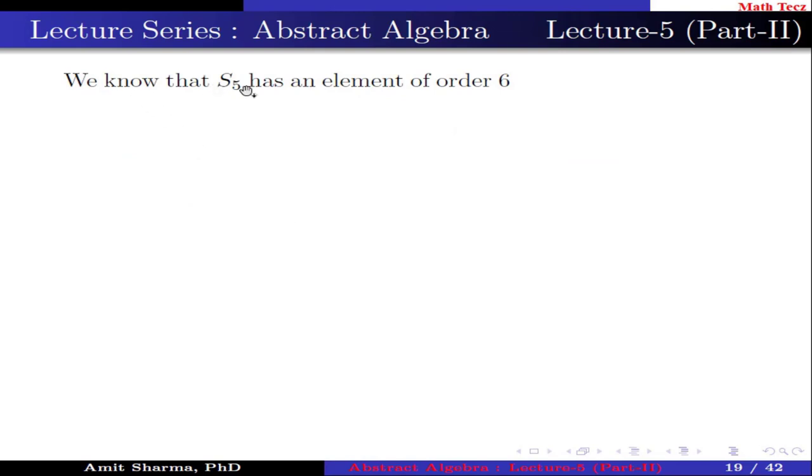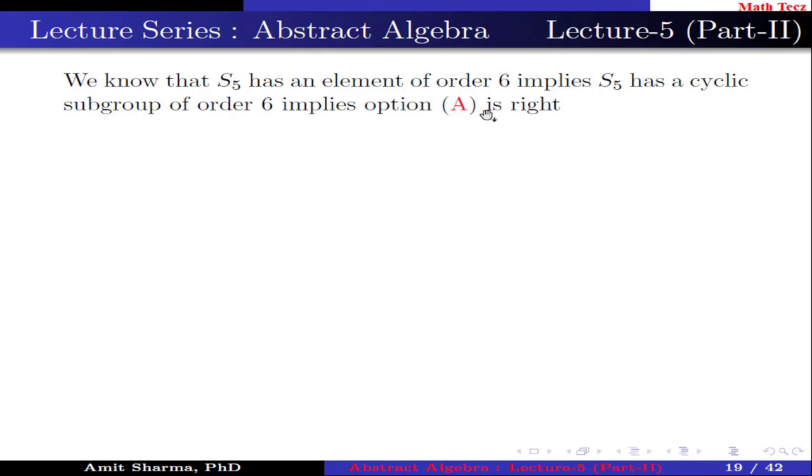We know that S5 has an element of order 6, which implies S5 has a cyclic subgroup of order 6, which implies option A is right.